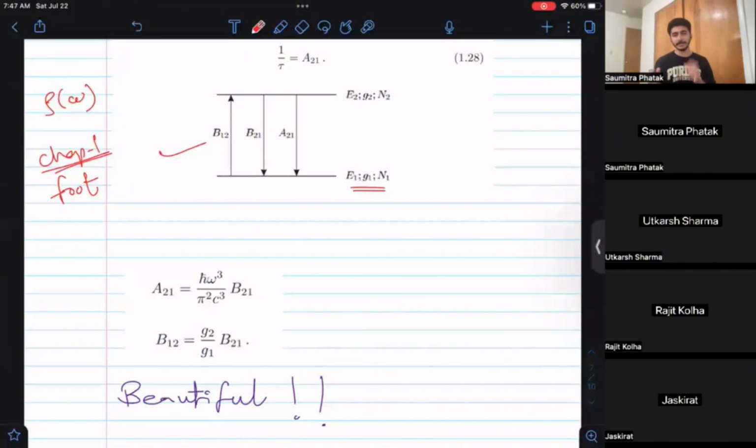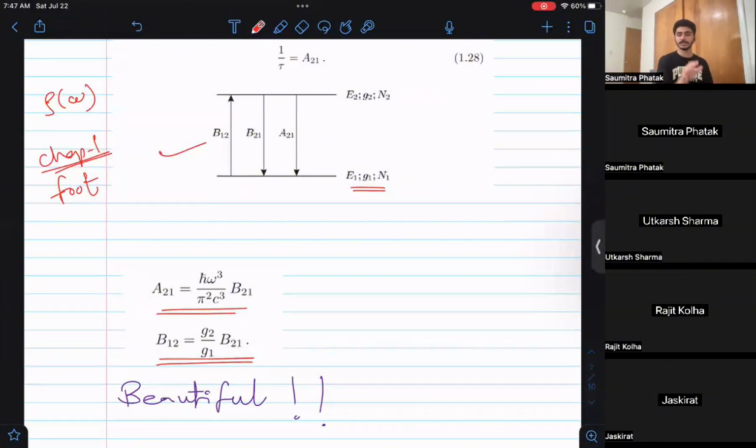Then the relationship between the A and B coefficients is given by just this simpler expression. Basically, if you know one coefficient, you can get all the other coefficients. One coefficient is easy for us to calculate because we have literally applied the laser and we know all the properties of the laser. So that's why we can calculate the B coefficients, and from the B coefficients we can calculate the A coefficient as well, or vice versa.